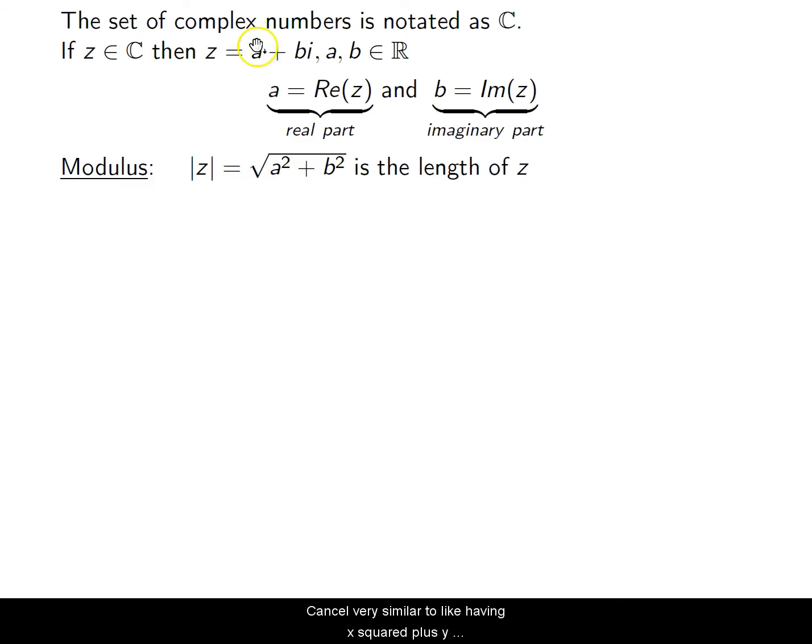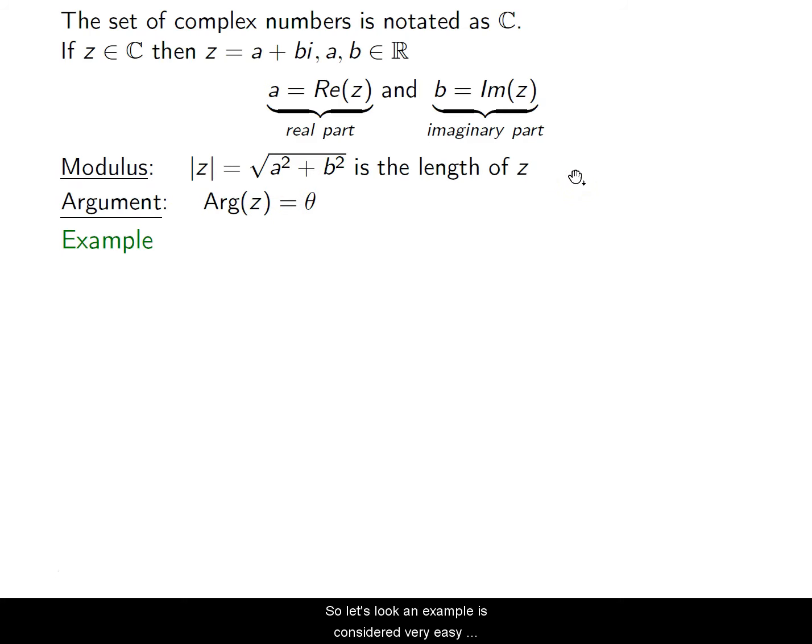Okay, so very similar to having x squared plus y squared give you r squared, and square rooting both sides is the length of r. Okay, that's how you should think about this. The argument of Z is the angle that this complex number forms when we look at it in polar coordinates. Okay, so the argument of Z is the angle that it creates, right? So let's look at an example. Let's consider a very easy example.